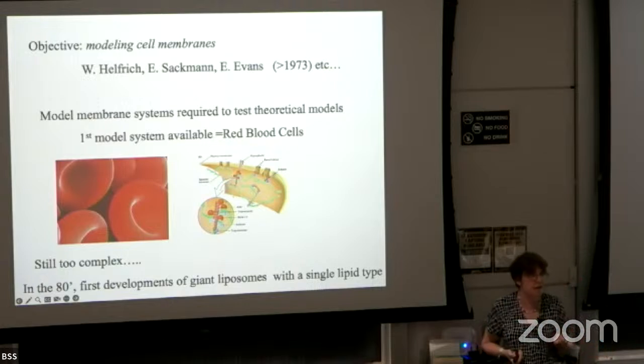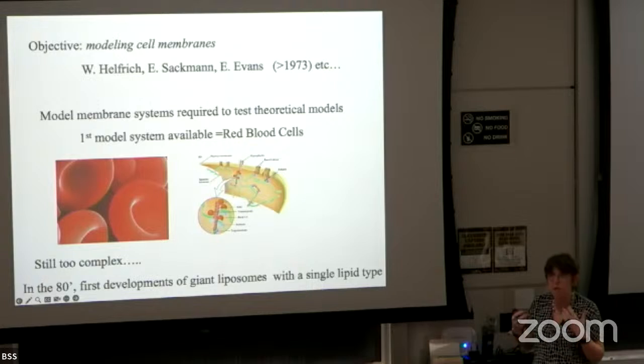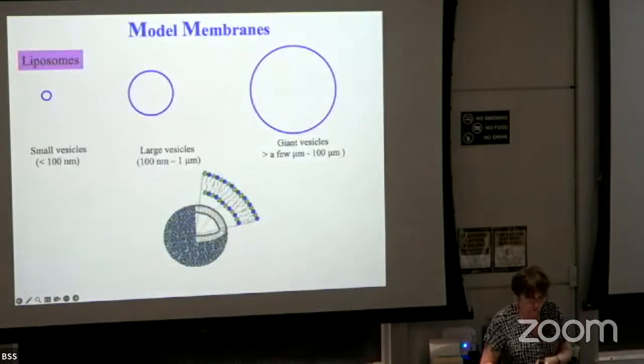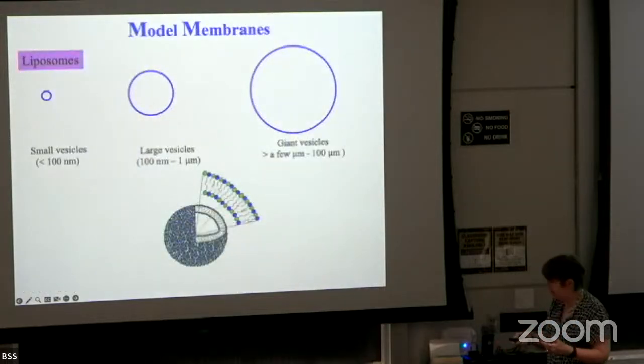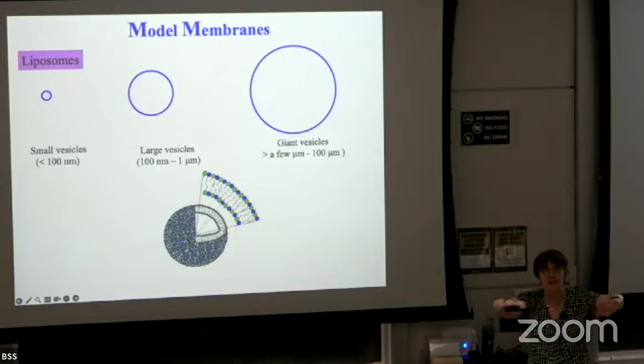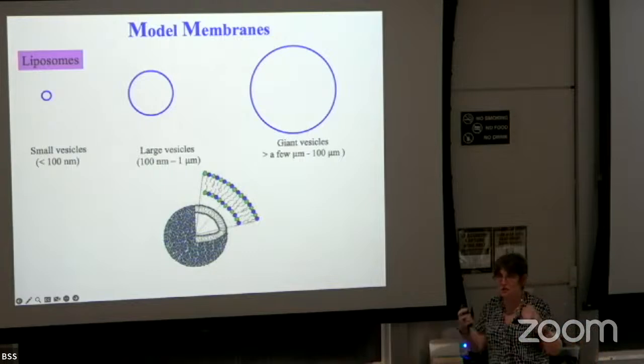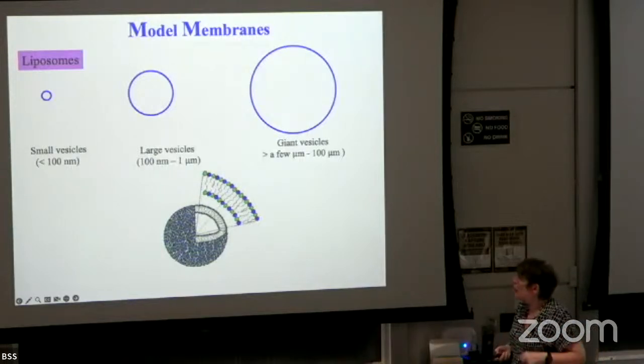Fortunately, in the 80s, it became possible to prepare what we call giant liposomes, which contain, for instance, one single lipid type, and then you could look at the mechanics. Liposomes are a simple bilayer, not a purely flat bilayer as Marcus was mentioning this morning, but a single bilayer forming a spherical structure. And I'm sure you have already heard about liposomes in creams, for instance. They use a lot of this kind of system.